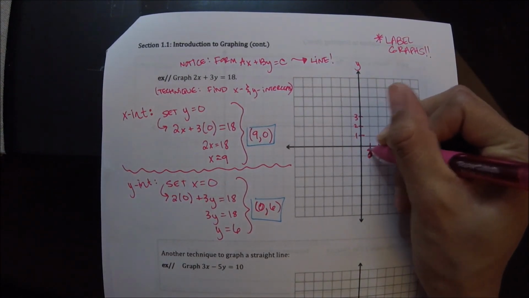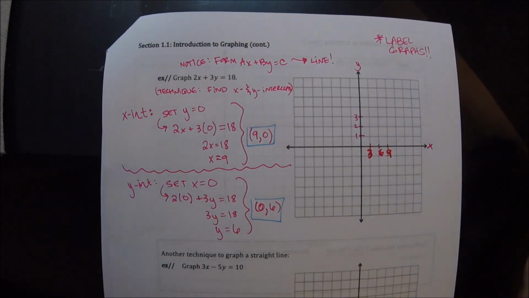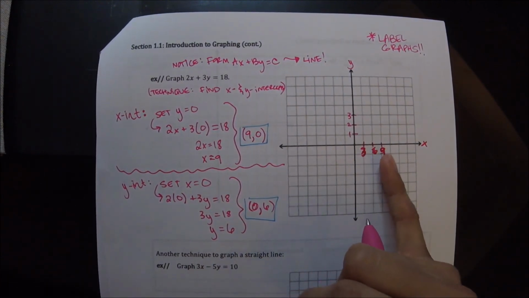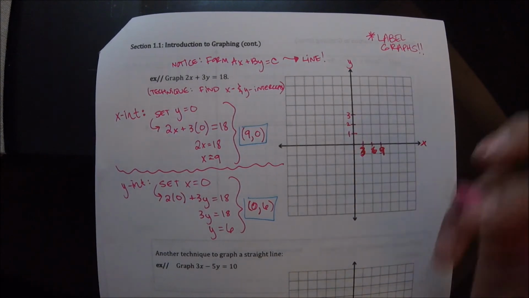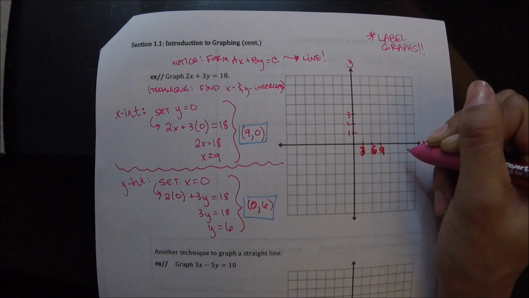So I'm going to put 3, 6. See, this is exactly why we want to label. So you just need to go with a scale that makes sense. We could even have gone by twos. 2, 4, 6, 8, 10. Yeah, twos would have been fine as well. But I guess I chose to go with threes.